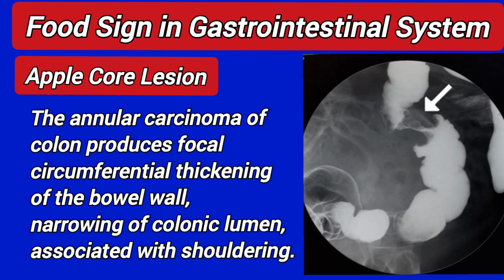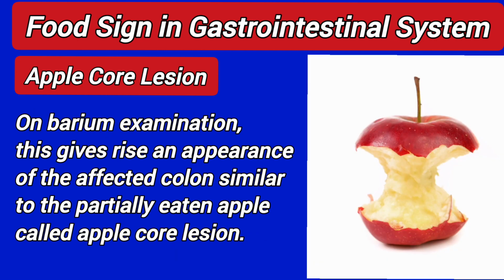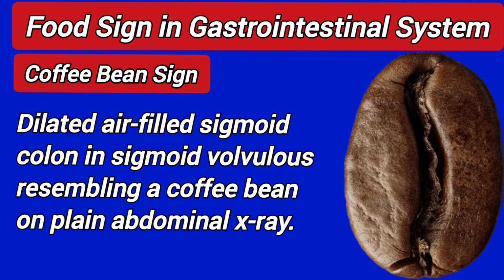The annular carcinoma of colon produces focal circumferential thickening of the bowel wall, narrowing of colonic lumen, associated with shouldering. On barium examination, this gives rise to an appearance of the affected colon similar to a partially eaten apple, called apple core lesion. Coffee bean sign.